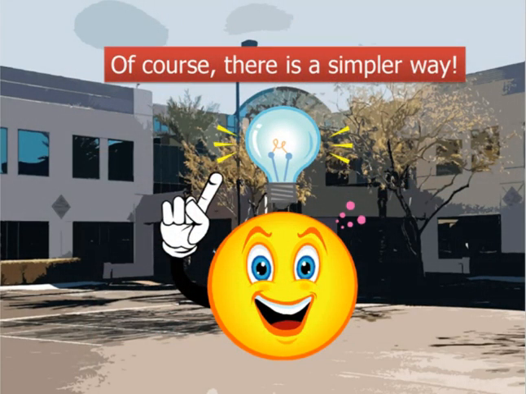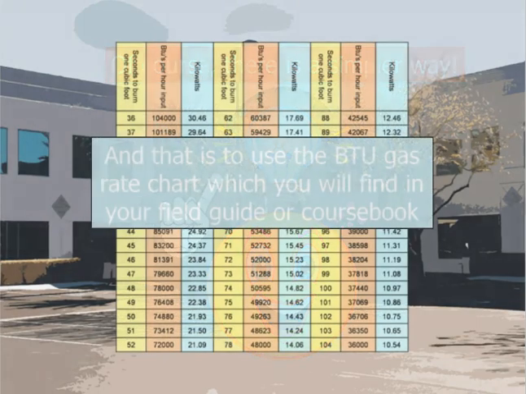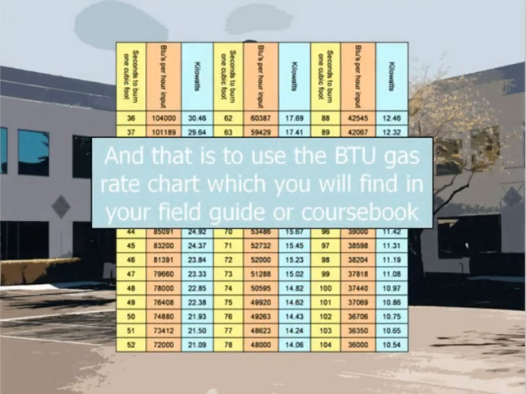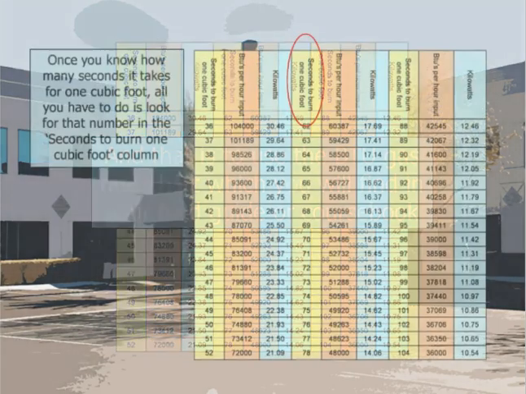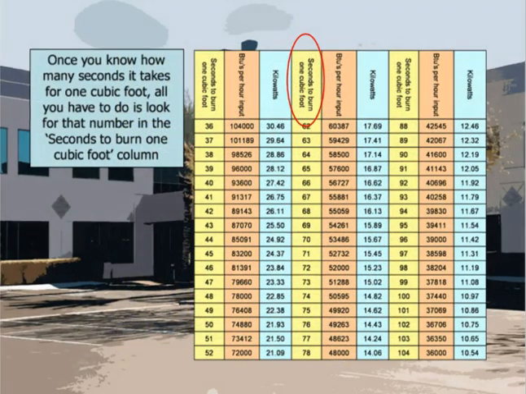Of course, there is a simpler way. You can use the BTU gas rate chart, which you'll find in your workbook or field guide. Once you know how many seconds it takes for 1 cubic foot, all you have to do is look for that number in the seconds to burn 1 cubic foot column.